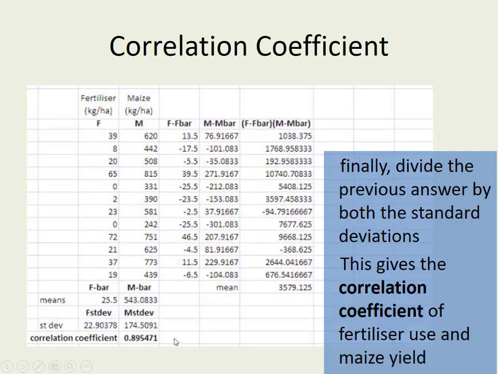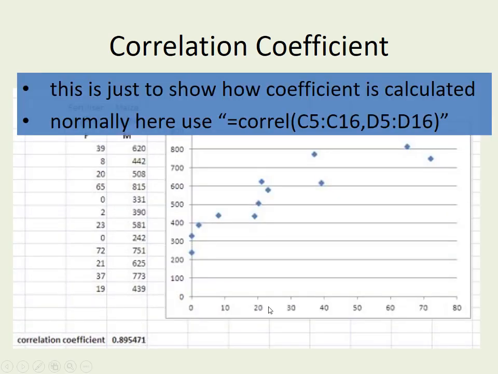And that gives you the correlation coefficient. And that has this really nice thing that not only is it positive and negative, but it always works out between plus one and -1.